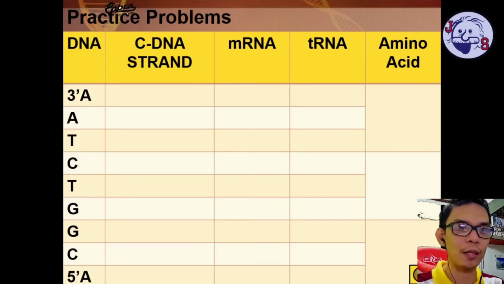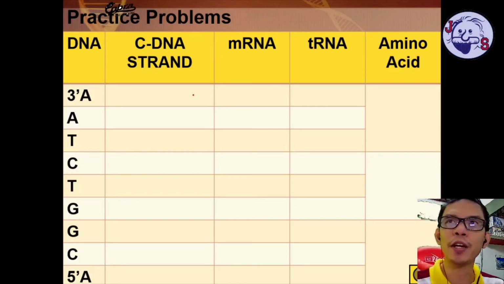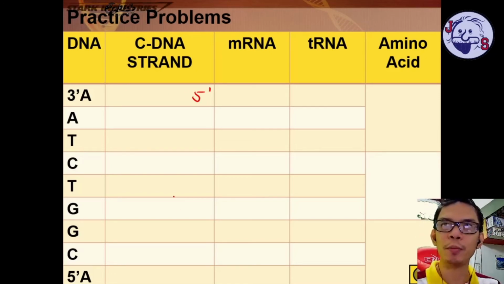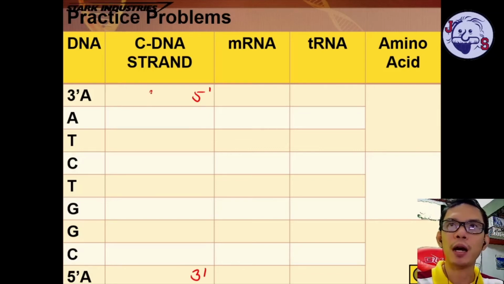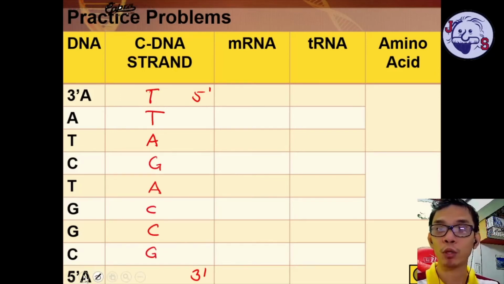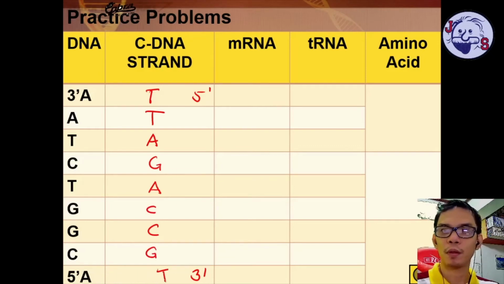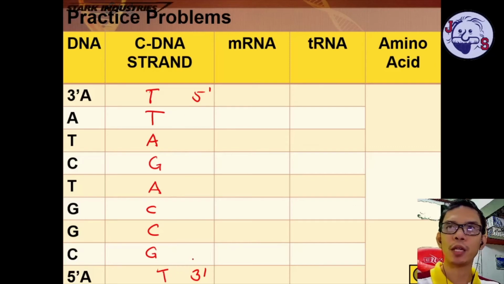We will do the first process, find the complementary strand of the DNA. So we have here 3 prime. In short, this will be 5 prime and this will be 3 prime. We have T, A. So we have G, A, C, and we have C, G. What do we have right here? A, so we have T. Alright, so there you go. 3 prime and 5 prime.